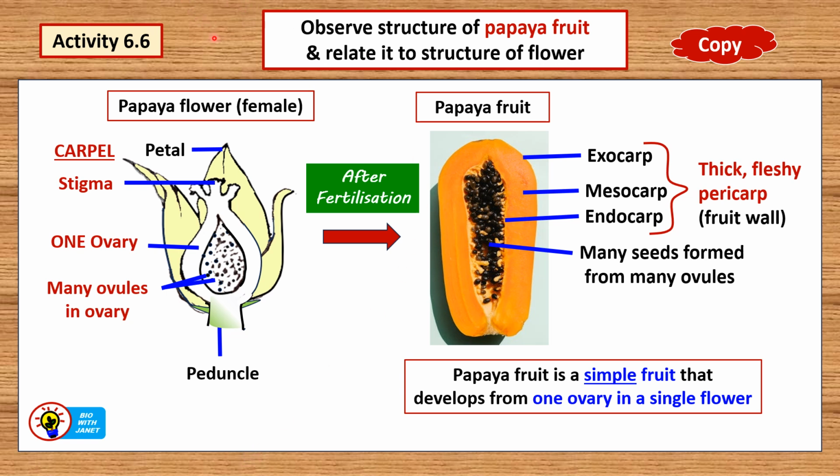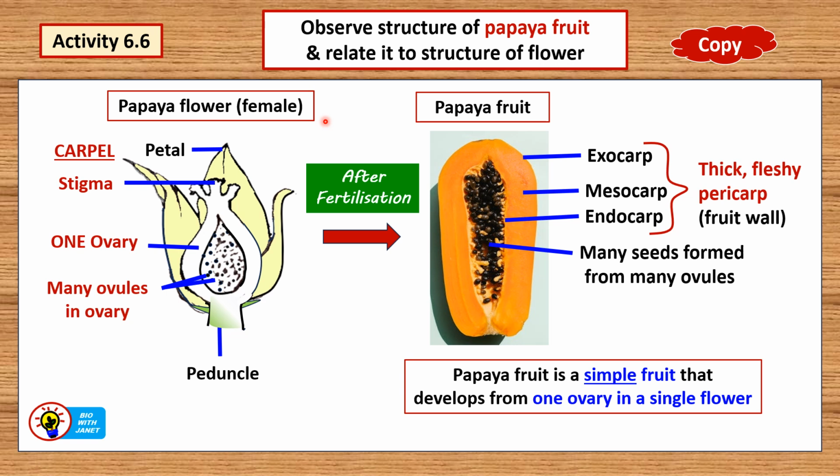In the textbook, there's one activity, activity 6.6, in which students are asked to observe the structure of the papaya fruit and relate it to the structure of the papaya flower. So here are the results. Now, we are going to observe the papaya flower, that is the female one. For papaya trees, there are three types of papaya trees.